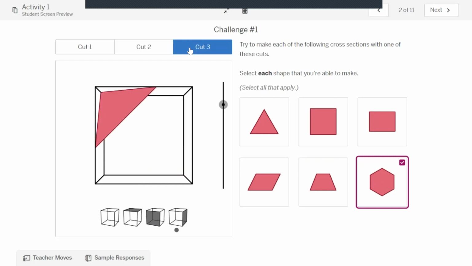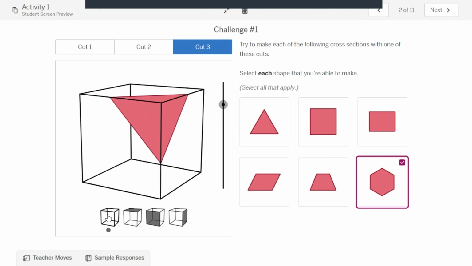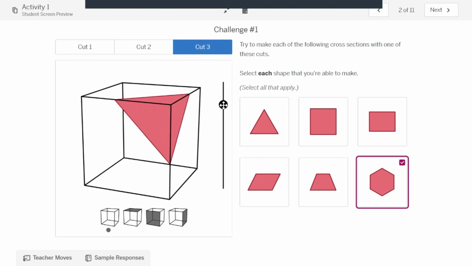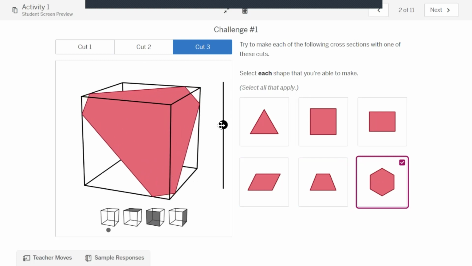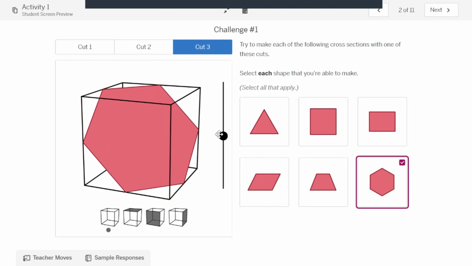Let's see, cut three. I think we might be able to get this shape right here. Or this shape. Come on. There it is. Watch this. Done this before. Remember? Midpoint. There it is. Six sides. That was work. We got that one. What else can we do?